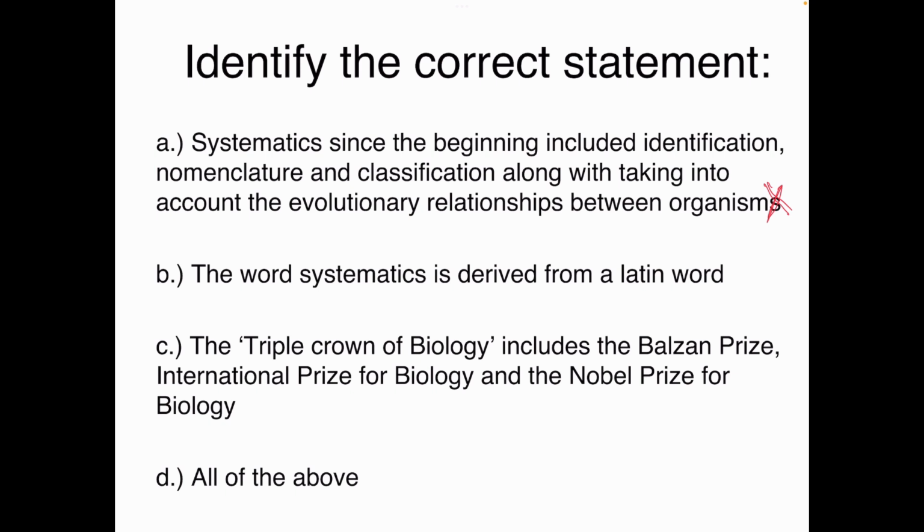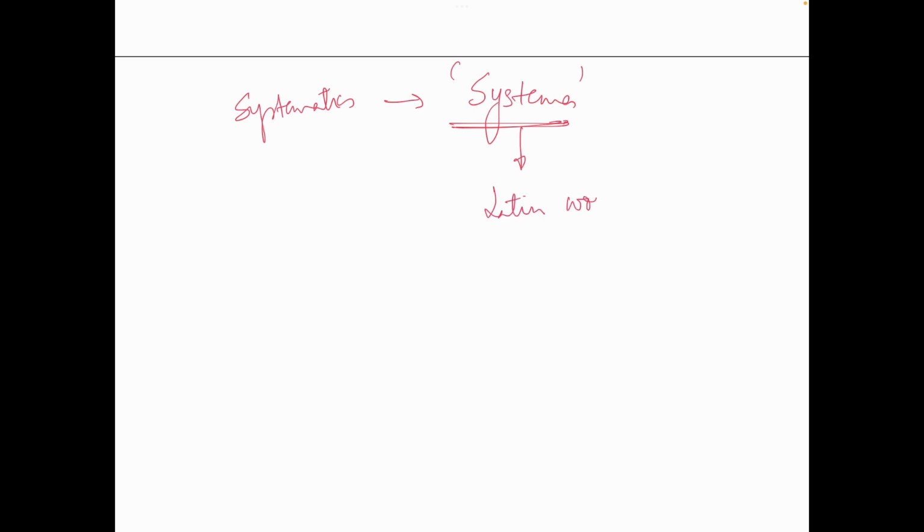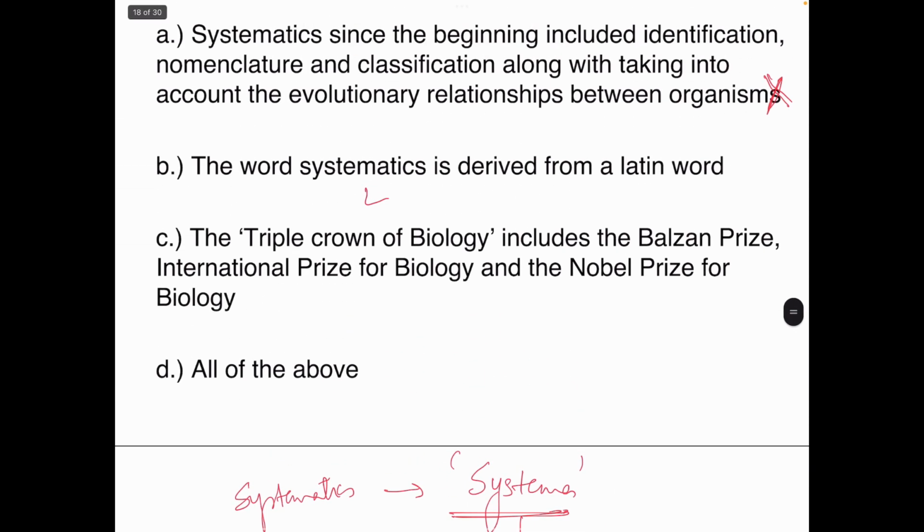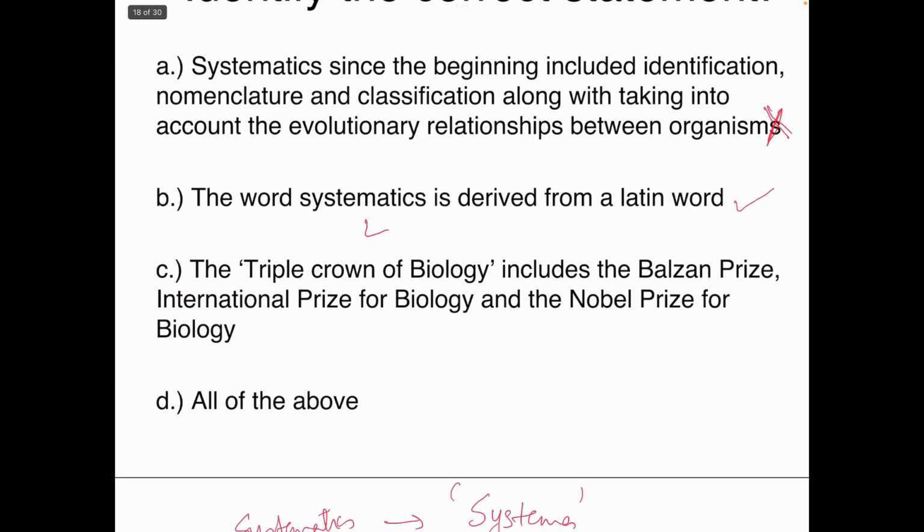The word systematics is derived from a Latin word. Let's look at the word from which systematics is actually derived. That word is given in your NCERT. The word systematics came from the word, yes, systema. Okay, it came from the word systema, and systema is a Latin word. So this is a correct statement.